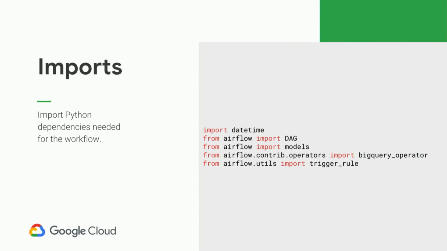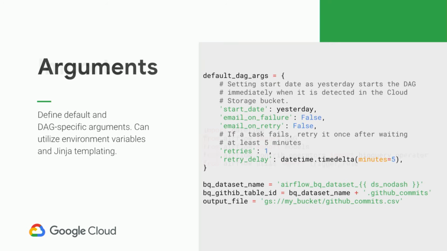So this is the standard part. Before you write your DAG or workflow, you import all the necessary libraries. In this case, you want to make sure you import the DAGs, the operators from Airflow. And if you have specific or customized trigger rules, you also want to import that from Airflow as well. And once you have the import in place, you could start to construct your arguments.